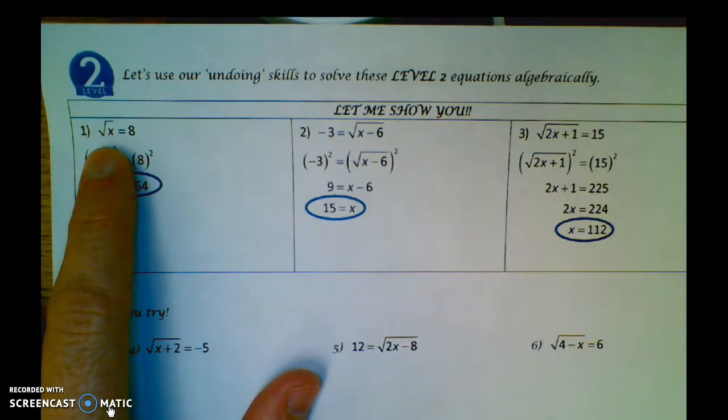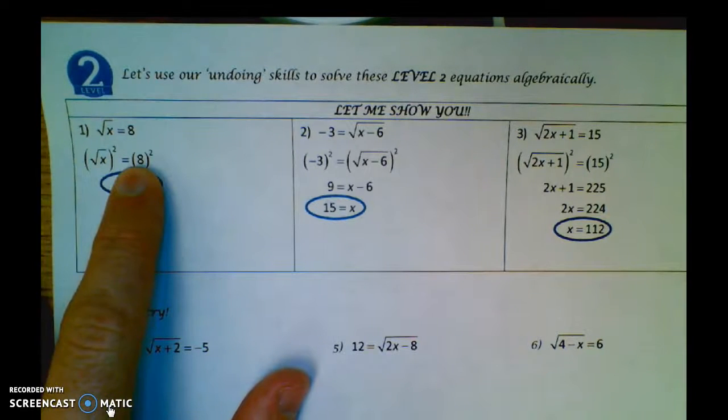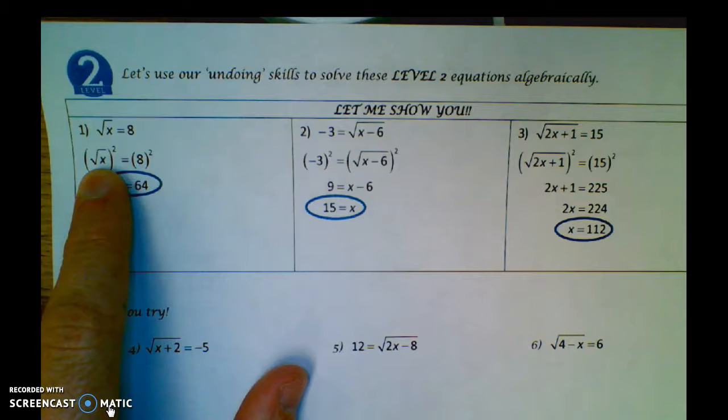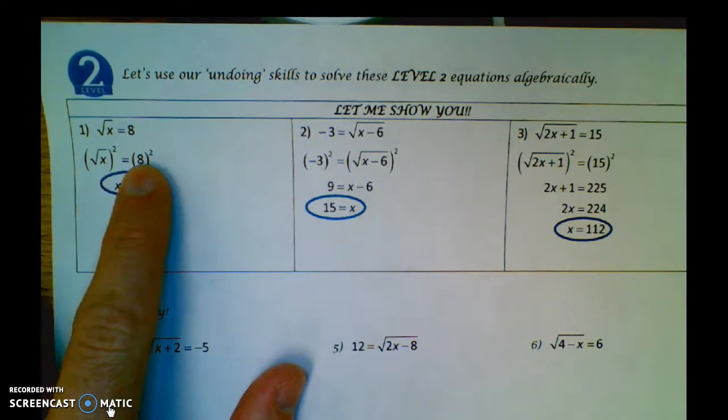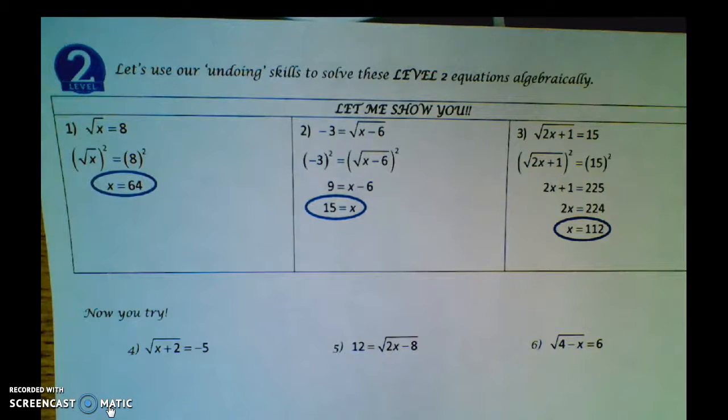So in this case, the x is being square rooted. So to undo the square root, you square both sides of the equation. So if I square both sides of the equation, notice I'm putting the square root of x inside of parentheses and squaring both sides. So the square cancels out the radical, and then 8 squared is 64.